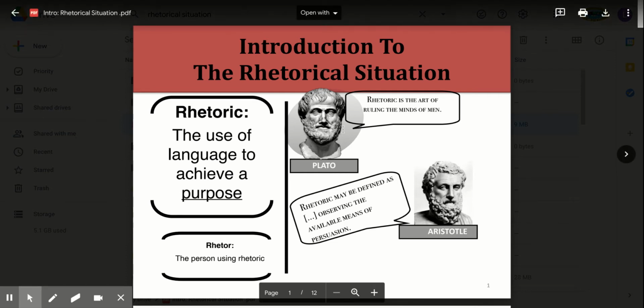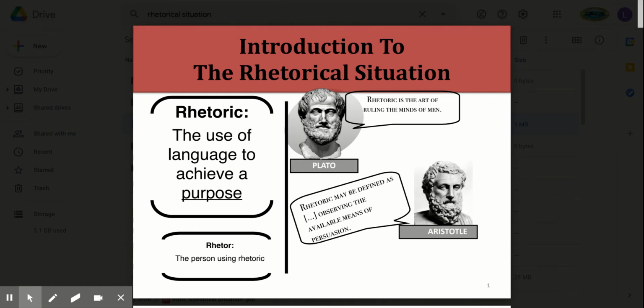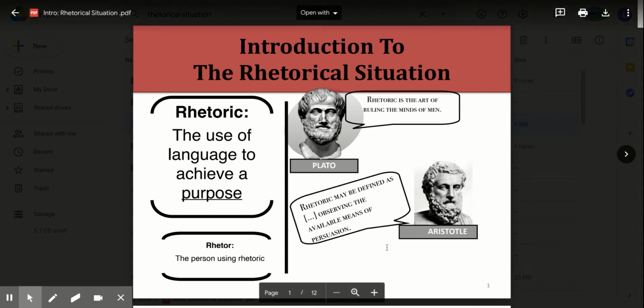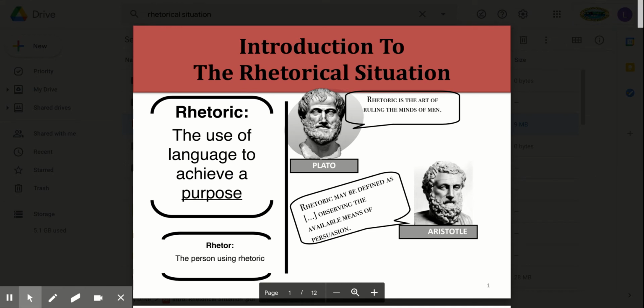And we have two of our OG dead white guys, Plato and Aristotle. Rhetoric was a huge subject that they wrote extensively about, and I like these two quotes to get us started. Plato said, "Rhetoric is the art of ruling the minds of men," and Aristotle said, "Rhetoric may be defined as observing the available means of persuasion." So rhetoric is something that is all around us at all times, which is why it drives me crazy that second definition of rhetoric as an insult.